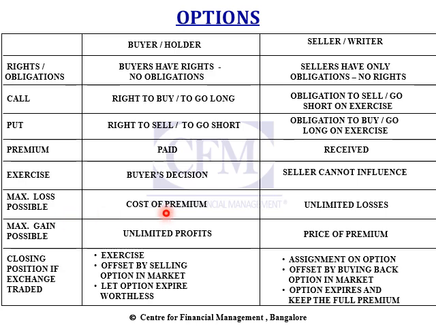Maximum possible loss: for the buyer, the cost of premium paid; for the seller, unlimited losses. Maximum possible gain: for the buyer, unlimited profits; for the seller, the price of the premium. Closing position if exchange traded: the buyer may exercise the option, may offset by selling the option in the market, or let the option expire worthless. The seller may assign the option to someone else, or may offset by buying the option in the market. The seller keeps the full premium if the option expires.